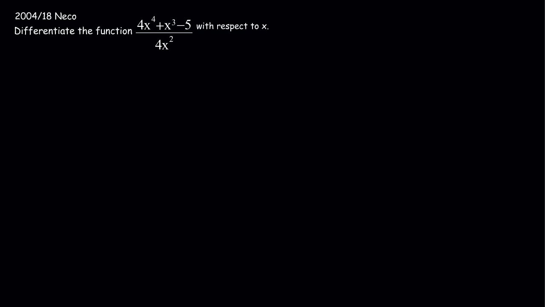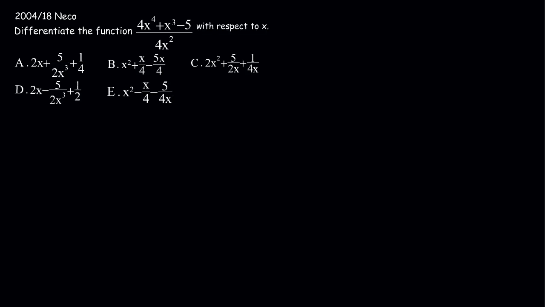Our next question is also from NECO. It states: differentiate the function 4x to the power of 4 plus x cubed minus 5 divided by 4x squared with respect to x, and we are given the options. Now in our solution, the first thing we are going to do is write out our function. y will be equal to 4x to the power of 4 plus x cubed minus 5 divided by 4x squared.